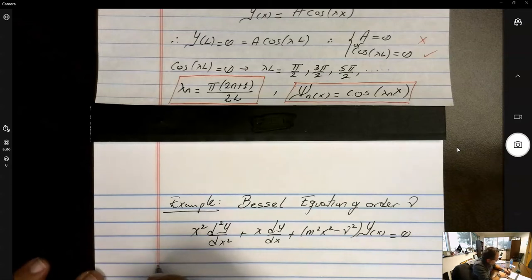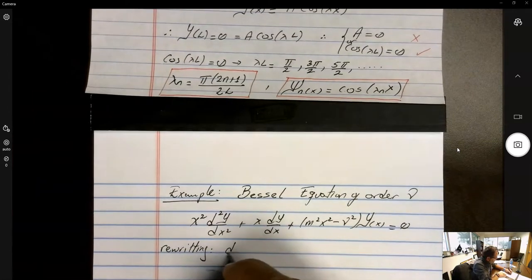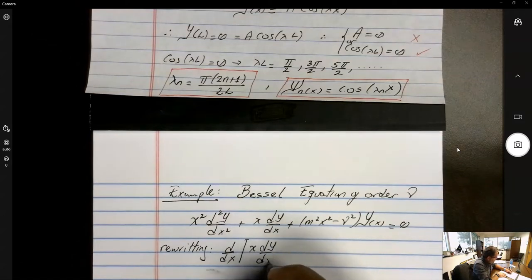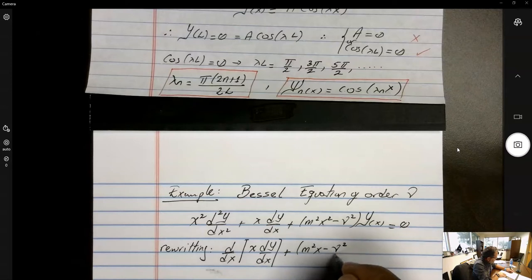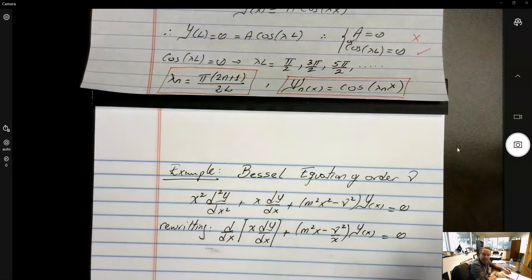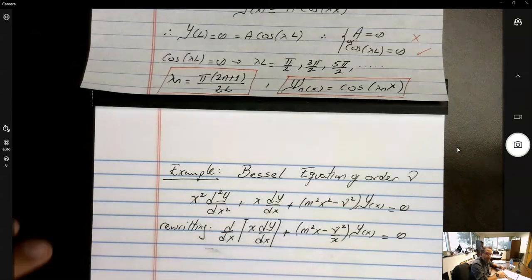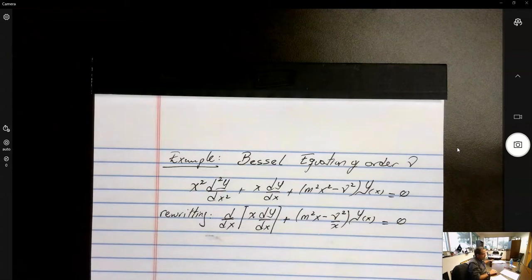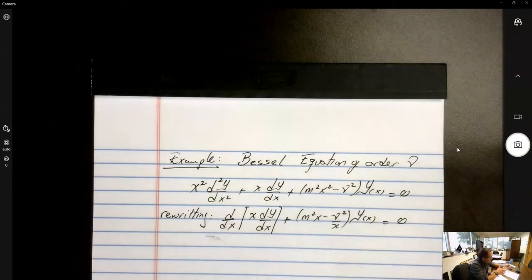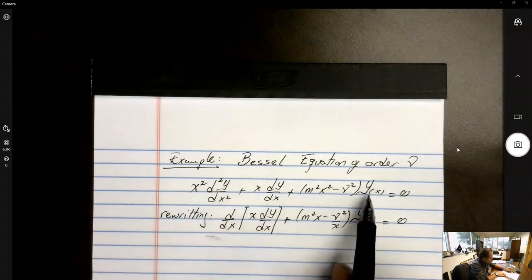Now we can rewrite this equation as d/dx of (x dy/dx) plus (m squared x minus nu squared over x) y of x is equal to 0. What I did is I divided everything by x, and then I took the x and plugged it into the derivative. If you expand this and apply the chain rule, and multiply it by x, you get exactly the same equation.